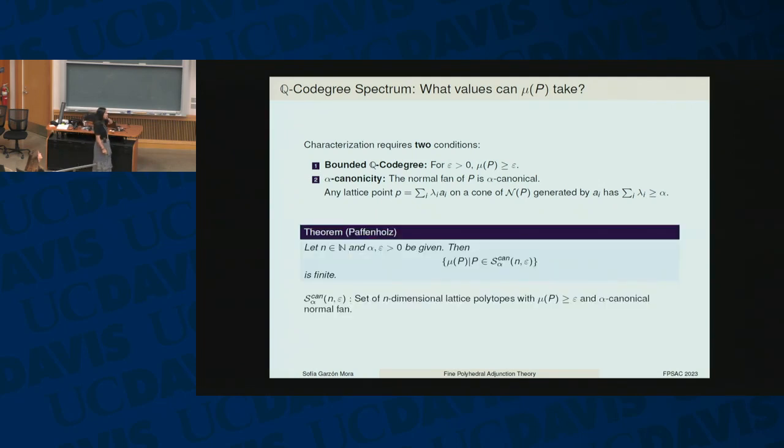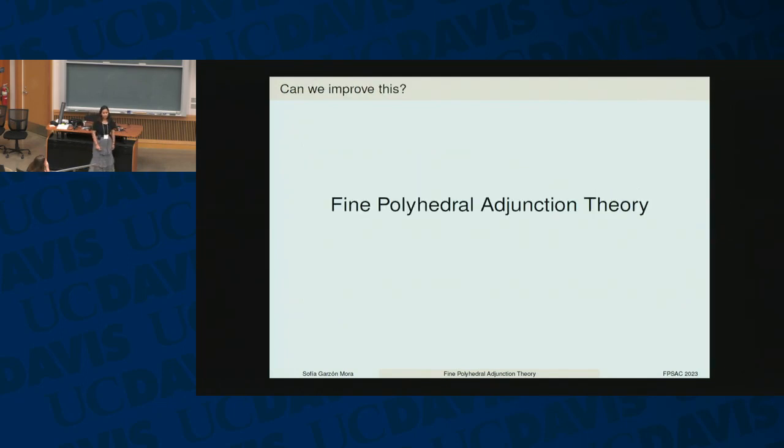And so there was this theorem by Pfaffenholz. If you take a look at all the n-dimensional lattice polytopes such that these two conditions hold, so for example, the Q codegree is bounded from below and they have alpha canonical normal fan, then the set of values it can take is finite. So we have already a lot of results where these invariants have been used, at least two, because I said I was going to talk about two in particular. So let's move on to fine polyhedral adjunction theory.